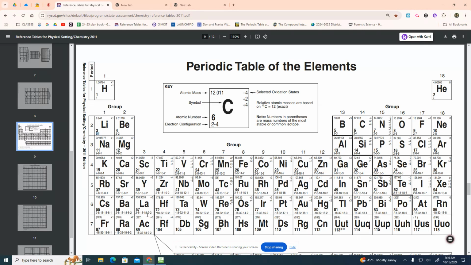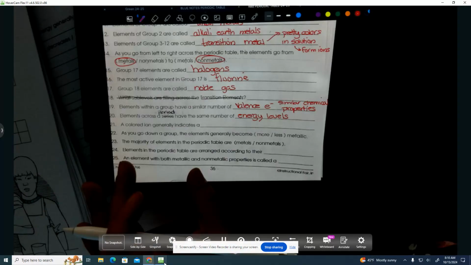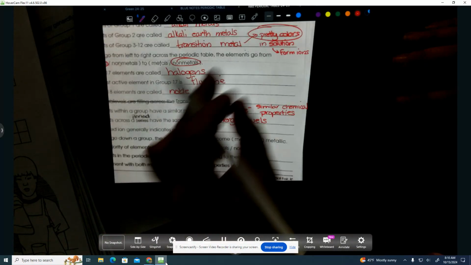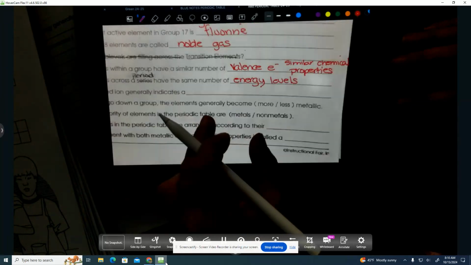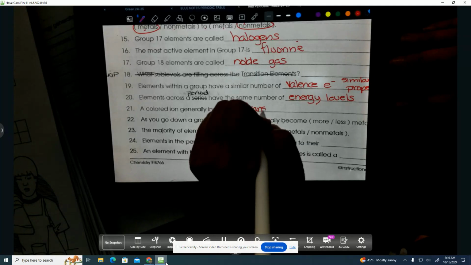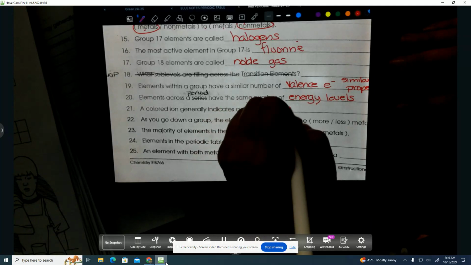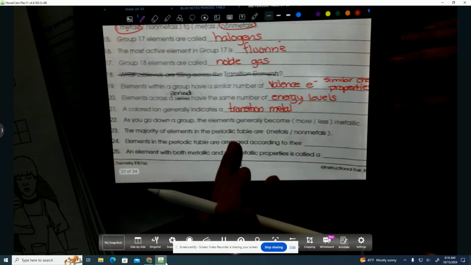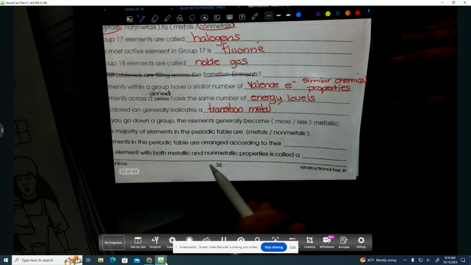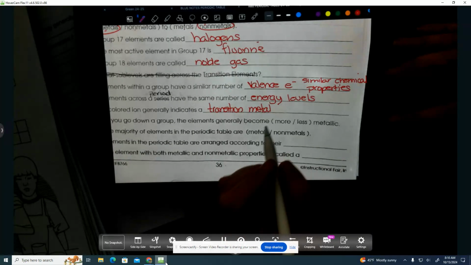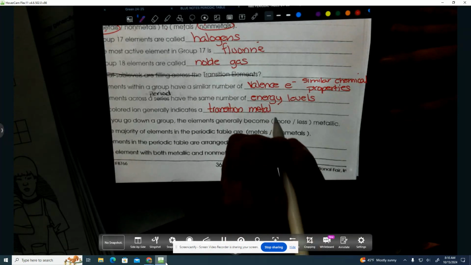Okay, a colored ion generally indicates, if you have a colored ion, what do you have? Transition metal. I lost my place. Transition metal. Okay, as you go down a group, the elements generally become more or less metallic? As you go down. More. Okay?